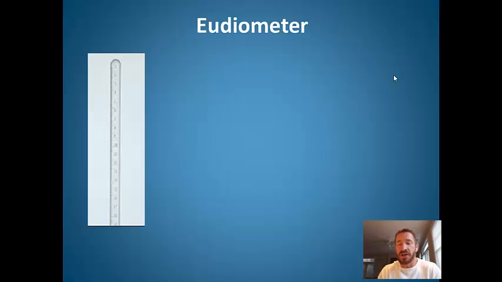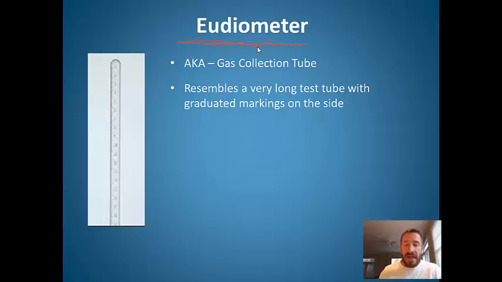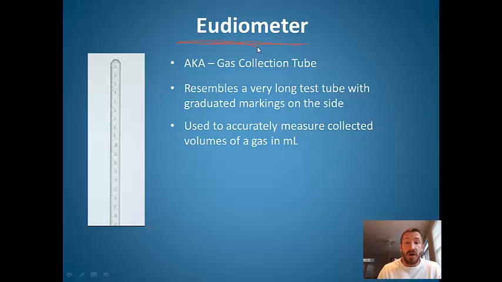So the gas collection tube is also called a eudiometer. So it's a eudiometer, that's what we see there. It's aka gas collection tube. A couple things about it. It sort of looks like a hybrid between a graduated cylinder and a test tube. So it looks like a long test tube, but there's going to be markings on the side where we will measure volume. Now, a couple things about this.